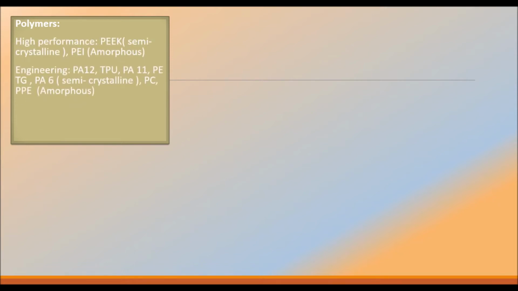in polymers we are going to see different types of materials like high performance, that is PEKK, that is semi-crystalline, PEI amorphous; for engineering, that is PA12, TPU, PA11, PETG, PA6 semi-crystalline, PC, PEE amorphous; and for commodity we are using materials like PP, PE, PLA, ABS, PS, HIPS, PVC. So these are the materials related to the polymers.